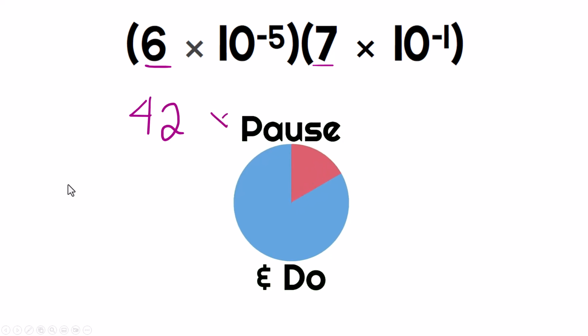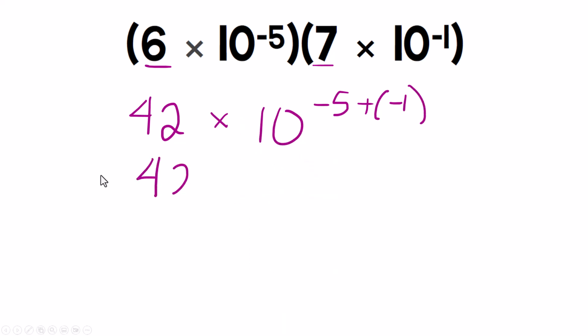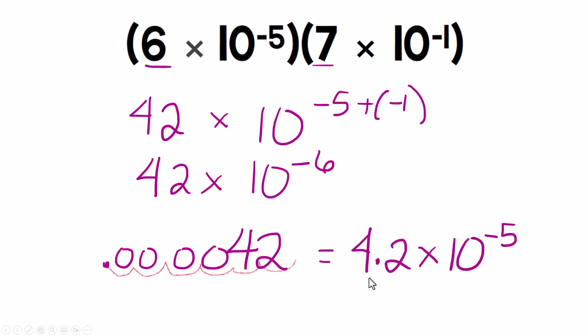All right, 6 times 7 is 42, and we have 10 to the negative 5 plus negative 1. This is going to be 42 times 10 to the negative 6. Let's write that as a number. So negative 6 means it's a very small number. So we'll go backwards with the decimal and add some zeros in here. And that's the answer in standard notation. And if you rewrite that in scientific notation, it would be 4.2 times 10 to the negative 5th.